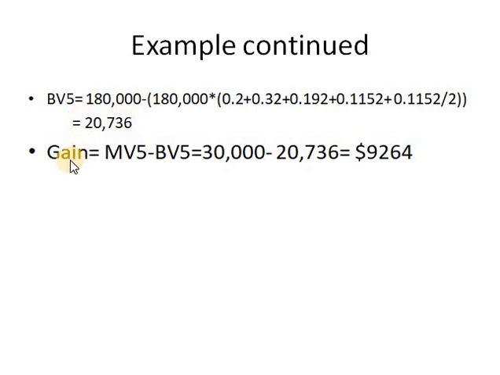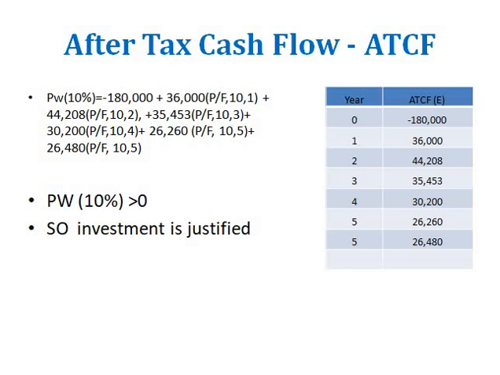Now what will be the gain? At year 5, it is the market value minus book value, both at year 5. It's the $30,000 minus the value that I calculated. So this is your gain. Now I want to see, is it still a good investment? So this is your last column, okay? After I applied the tax over the gain and I calculated after tax cash flow. This is the last step.